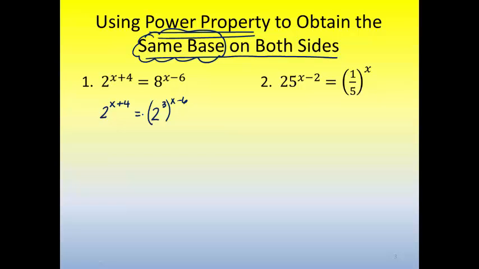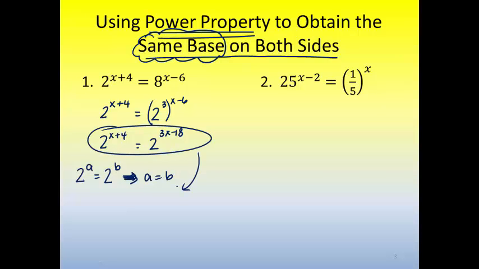The reason I did this was because now I can say that I have 2 to the x plus 4, and using the power property, I have 2 to the 3x minus 18. Well, let's just say 2 to the power of a, and 2 to the power of b, then logically, and hopefully you see this, a must equal b. So I go back up to this line and I say, well, 2 to this power equals 2 to that power. Those powers must be equivalent and we can solve. This will leave me with x equals 11.